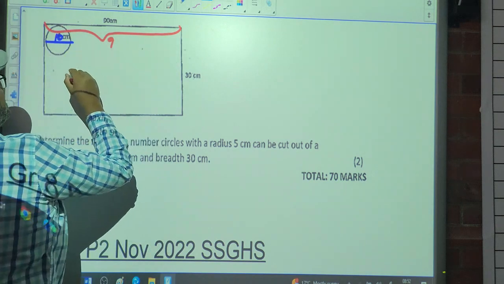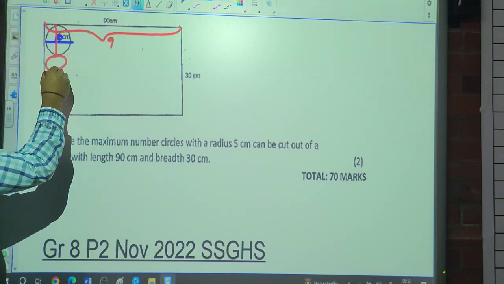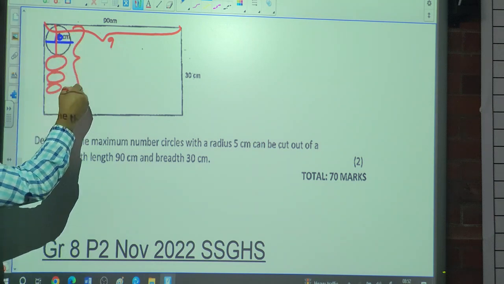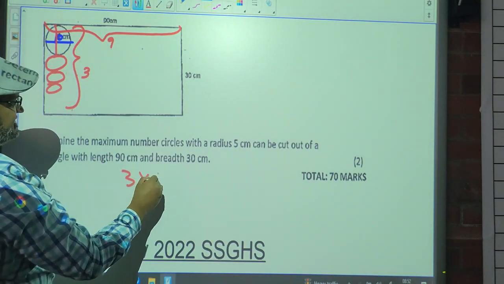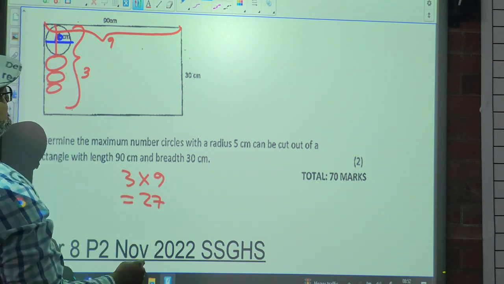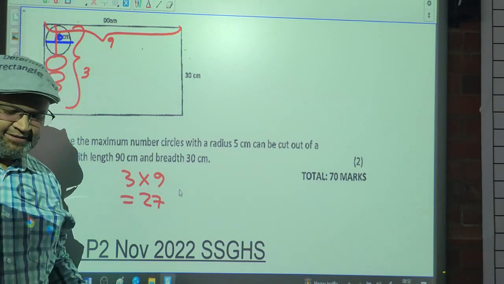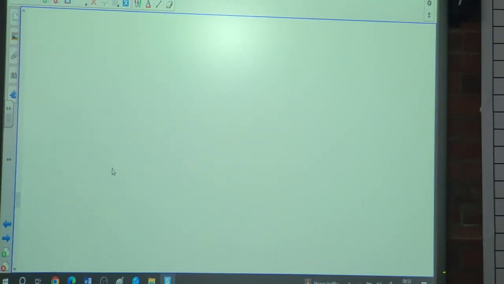If I take 10 in this direction now, how many circles of diameter 10 can fit down across here? 3. Can you see that? So it's 3 by 9. Therefore 3 times 9 is 27. So 27 circles with a radius of 5 and a diameter of 10 can fit in this figure. You all agree with that? Nice. Not everybody's going to get full marks on it.